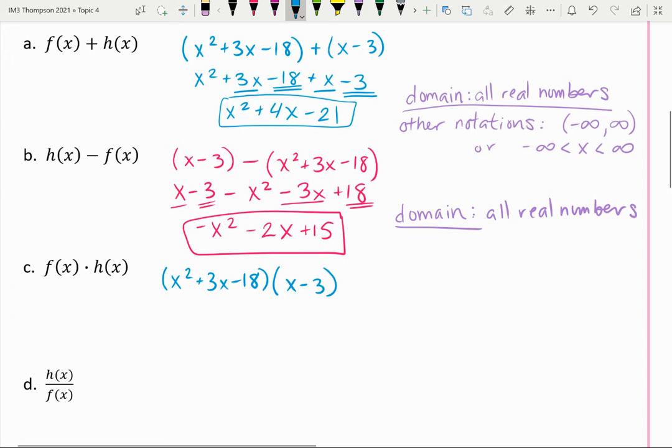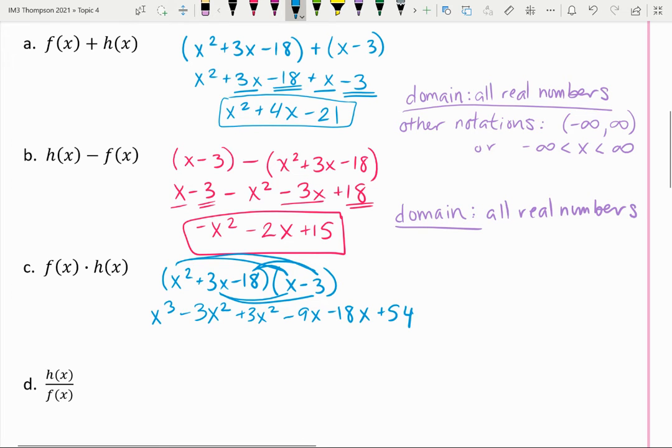So either way that you want to do it, x squared times x is x cubed. X squared times negative 3 is minus 3x squared. Multiply through: 3x times x is 3x squared. 3x times negative 3 is minus 9x. Negative 18 times x. And negative 18 times negative 3, I think, is 54.